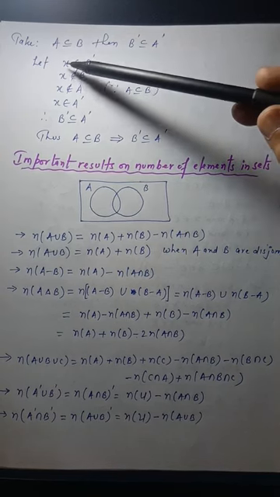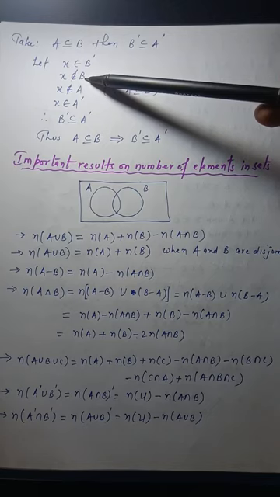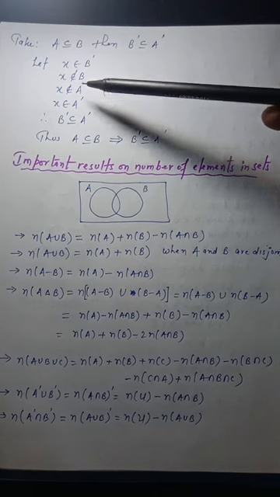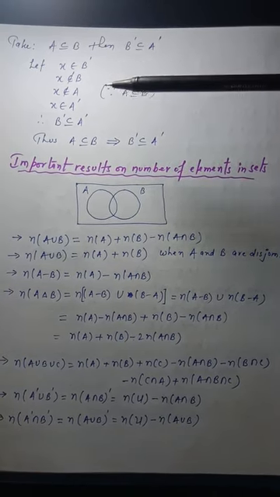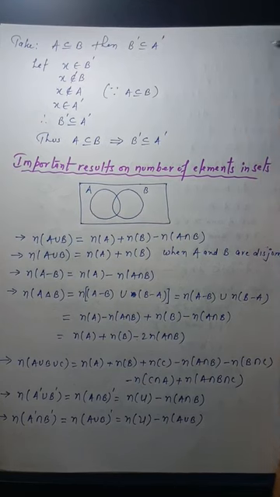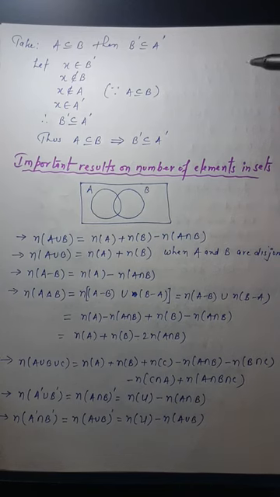So now let X belong to B dash. It means X does not belong to B. And if X does not belong to B, X does not belong to A. This step is important. Why am I saying this? Because assume, like, Allahabad is a subset of India. Obviously, if someone is not present in India, then we will say that the same person is not in Allahabad. So this is the same situation.